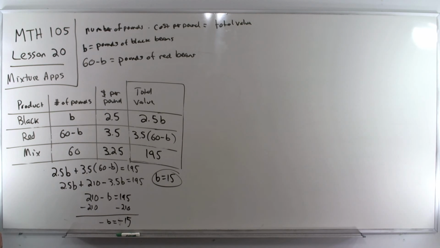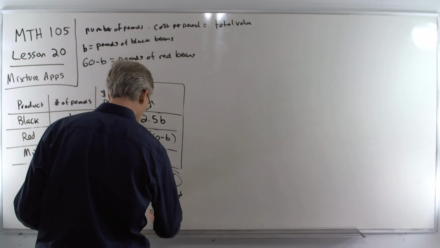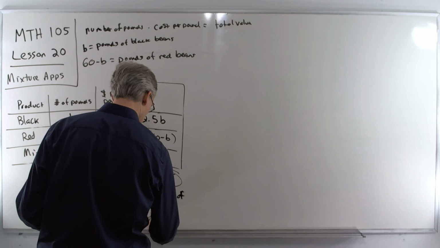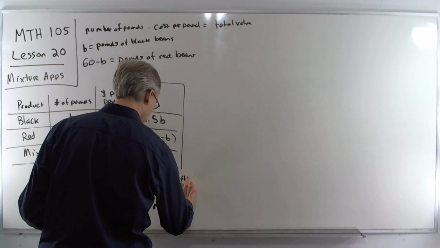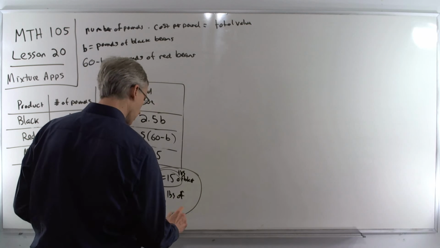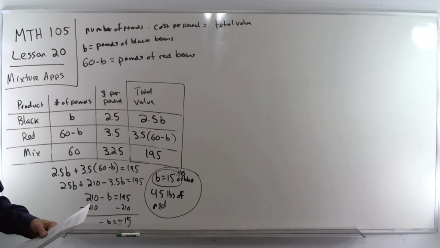And negative B equals negative 15, so divide both sides by negative 1, we get B equals 15. So we need 15 pounds of black beans. And then for the red beans, we'll do 60 minus 15, or 45 pounds of red beans. Probably can't read that. 15 pounds of black, 45 pounds of red.